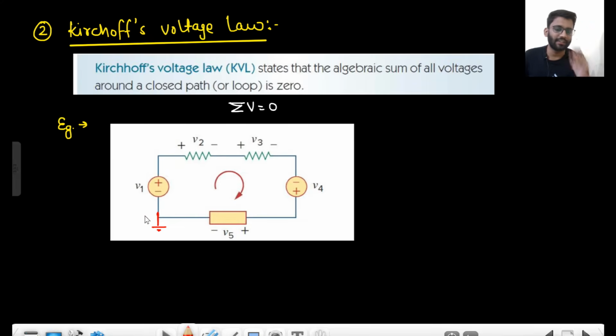So what you will do, you will first take a ground. If there is a circuit given and there is no ground mentioned, you can take any arbitrary ground. We will try to take the ground near the voltage source. Always take the ground near the voltage source. This is the voltage source, so I took the ground near it.